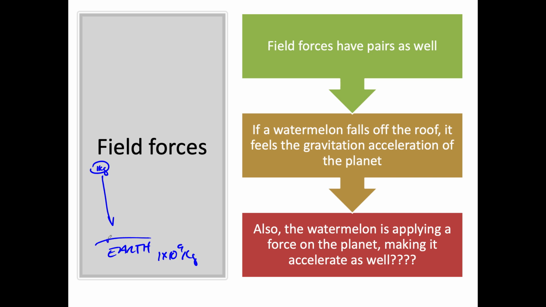The watermelon is trying to pull the Earth as well, but since the Earth is so massive, has a large inertia, it's not going to move. And what we see is the watermelon crashing to the Earth and going splat. And that's what I mean by field forces, and that they are paired.